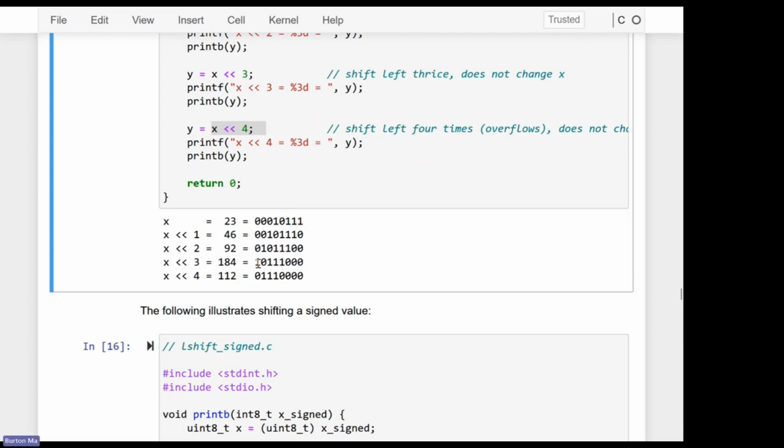That bit just falls off the end of the number. All the other bits shift to the left, and there's the result there. So overflow is still possible because we have a finite integer representation.